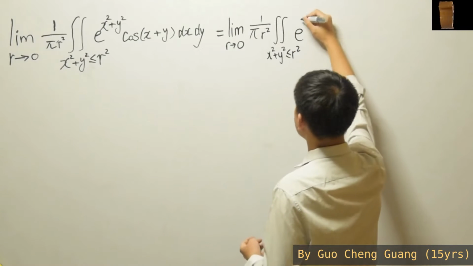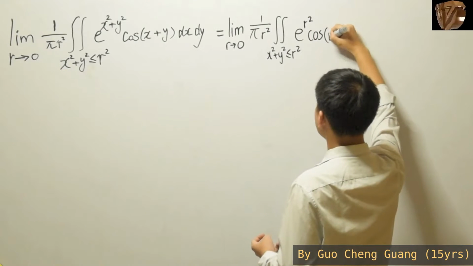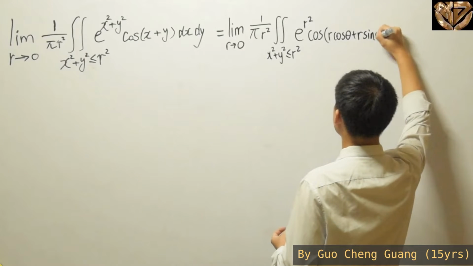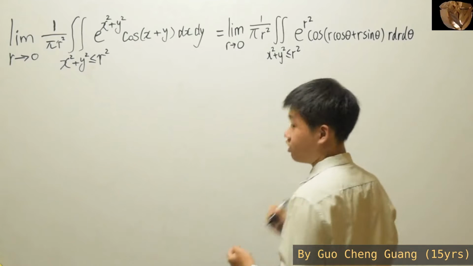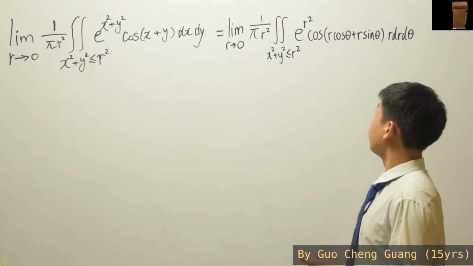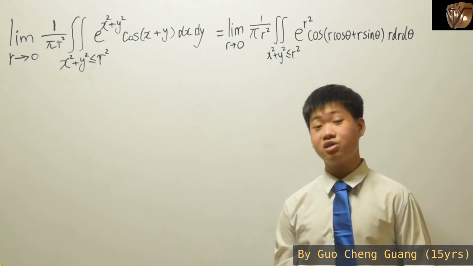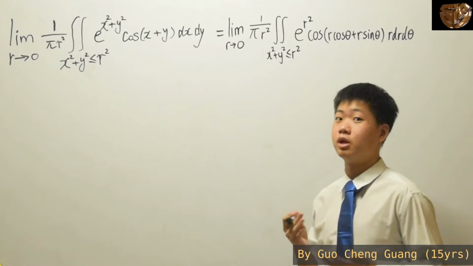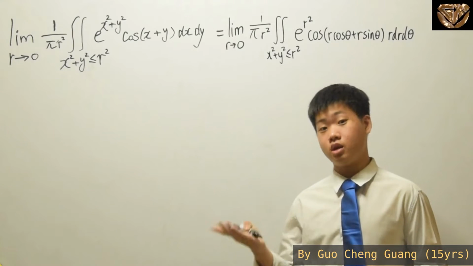When you have polar coordinates, you have e to the power of r squared, cosine of r cosine theta plus r sine theta, and then r dr d theta. Apparently in this form you still can't solve it, even though you might think, now I've changed to polar coordinates, there has to be something that we can do, right? But no, in this state, you still can't solve it.